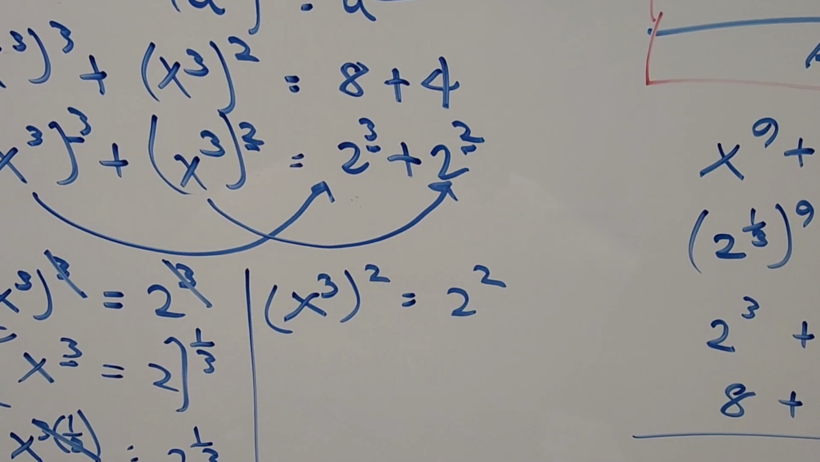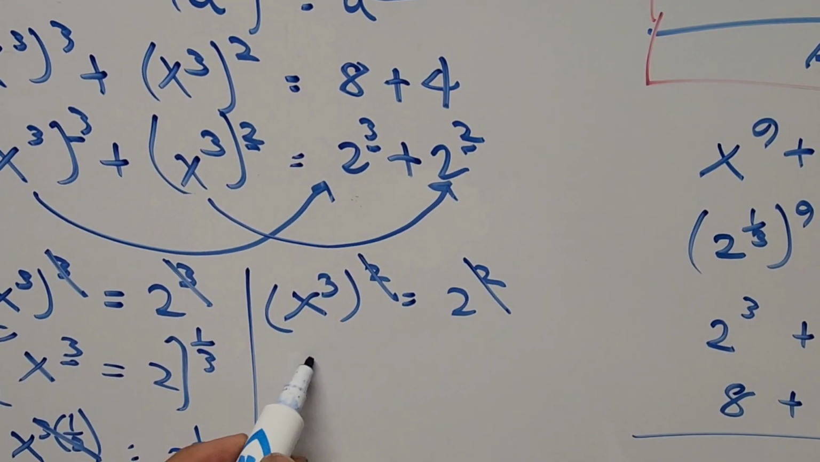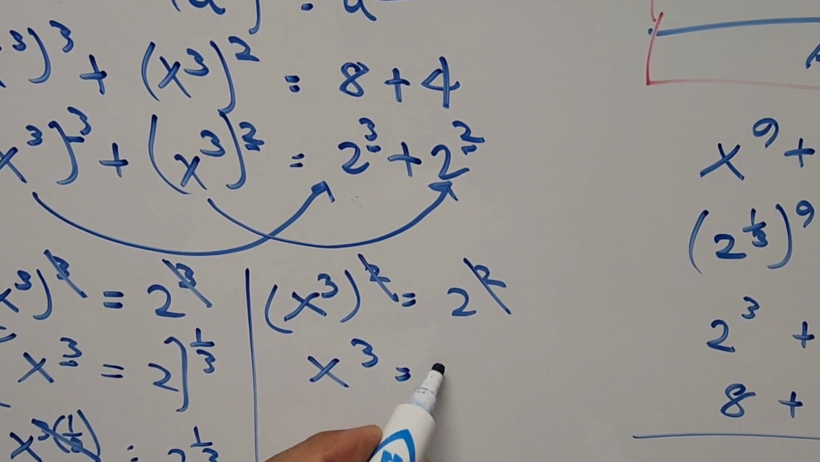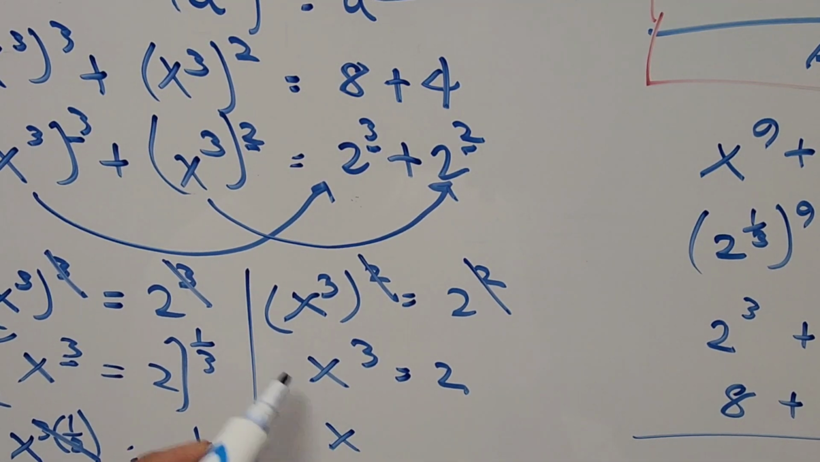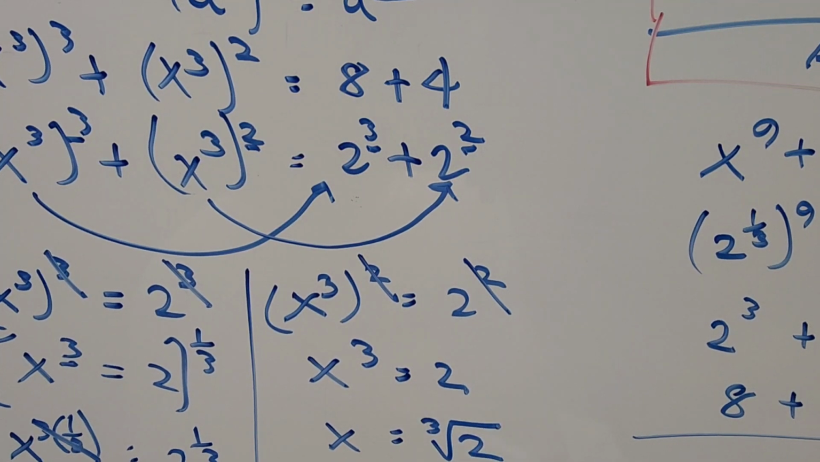The same way with the other two terms, direct comparison. So we have x cubed to the power of 2 equals 2 to the power of 2. Here, cancel the 2, ended up having x cubed is equal to 2. And once again, that will be the same. Looking for the value of x is equal to the cube root of 2. Alright?